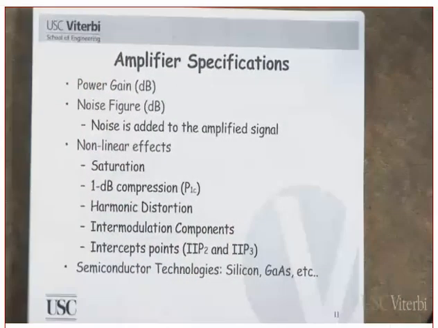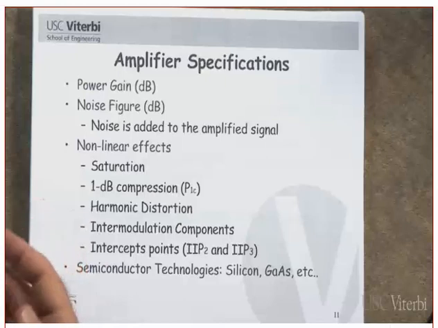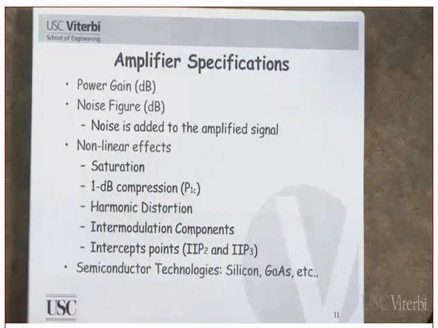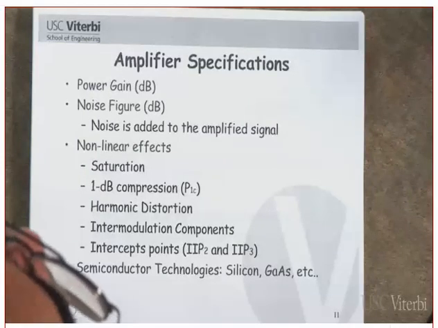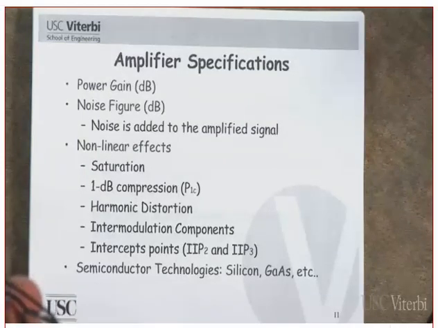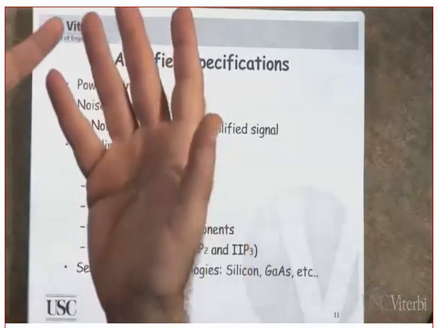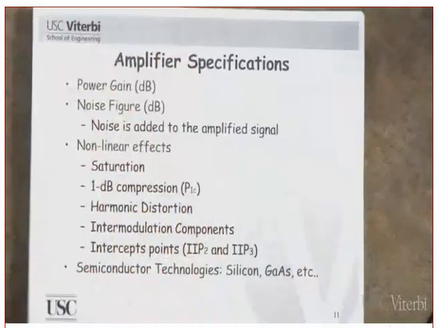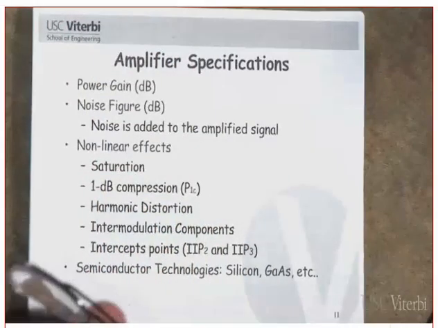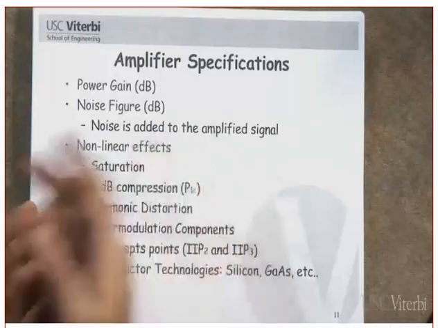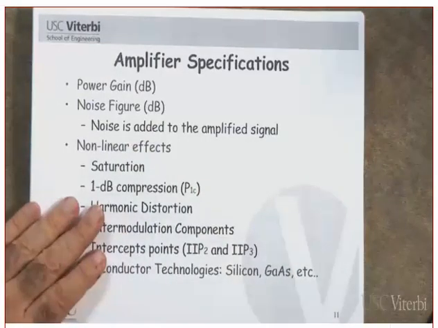What are the specs for the amplifier? Power gain. How do you define the power gain? The power gain is the ratio. If you are measuring it in dB, then it's 10 log of the power at the output. What power? The RF power, which means the desired channel, the fundamental. Are you following me on that? Did you get my point? Divided, of course, by the input power.